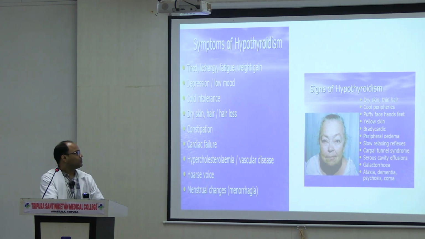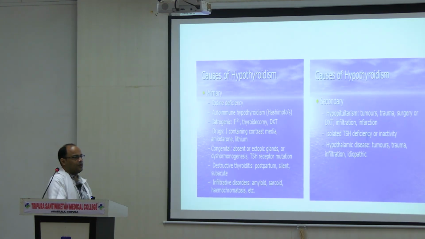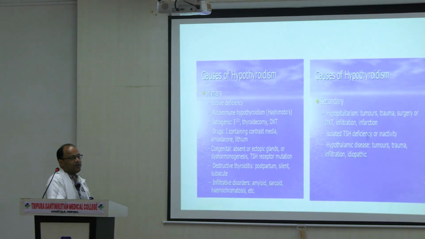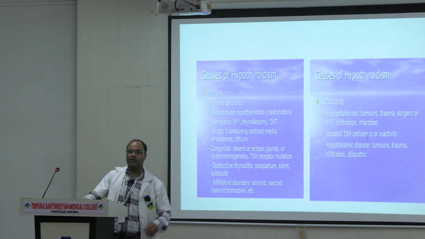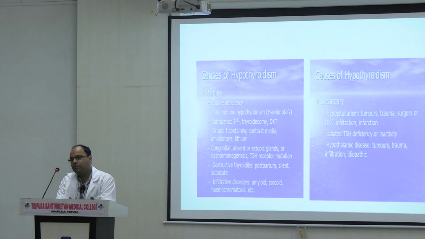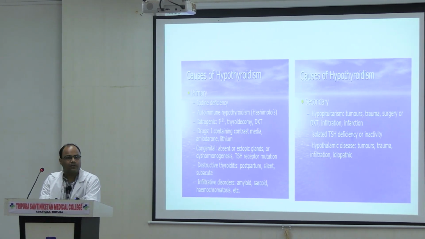Next, what are the causes of hypothyroidism? You can divide them into two types: primary causes and secondary causes. The most common primary cause is iodine deficiency. In the Himalayan region, the mountain area, the iodine level in the soil is very low. So patients develop hypothyroidism because of iodine deficiency. Right now, the government started adding iodine to the salt. So these symptoms are very rare nowadays.